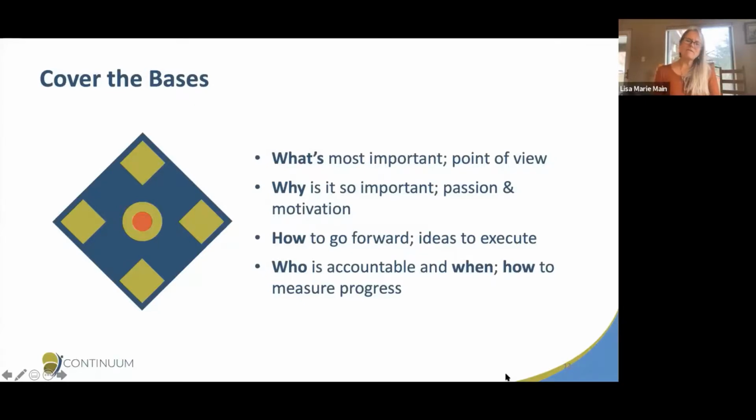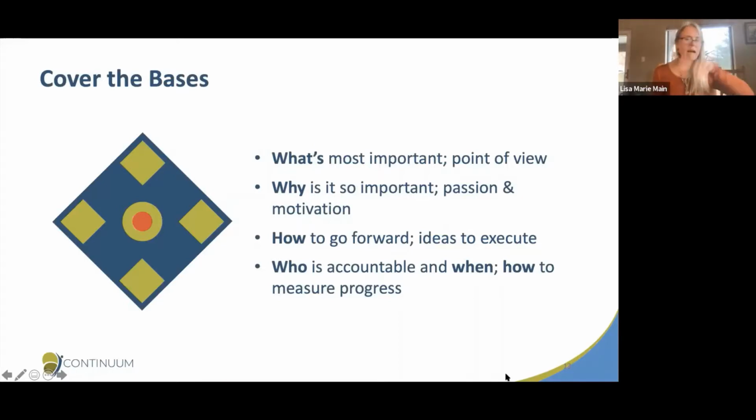And then the fourth base that I always want to cover is accountability. Who's going to do what? When are they going to do it? How are we going to measure our progress? And when I cover these bases, I can do it so that I'm collecting the story and the big picture as well as the details.